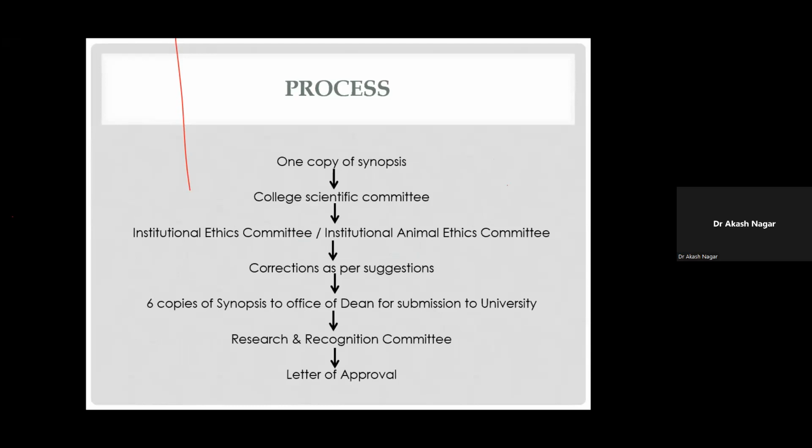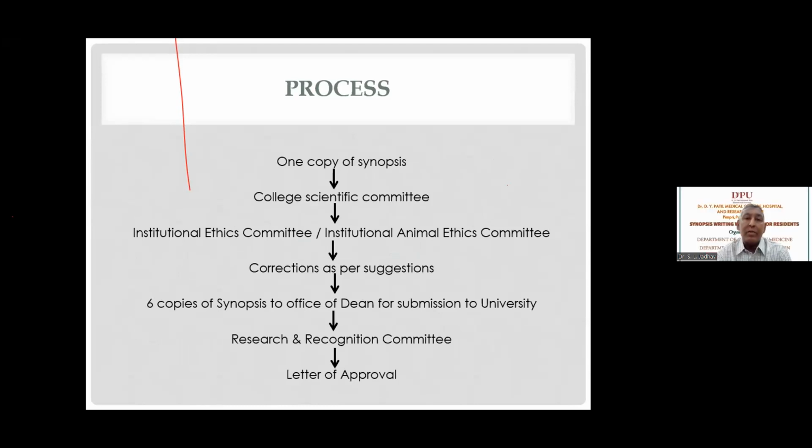So this is in short, what is the process? Make one copy of your synopsis, which you will do by the month end now, by 30th of June. Submit it to the college scientific committee. They will study it. If anything is missing, they will get back to you, which you have to again rectify, and resend it to the scientific committee. After all that is done, it moves to the ethics part, either the human or the animal one. Once they have checked it, it moves ahead with further corrections, if any.